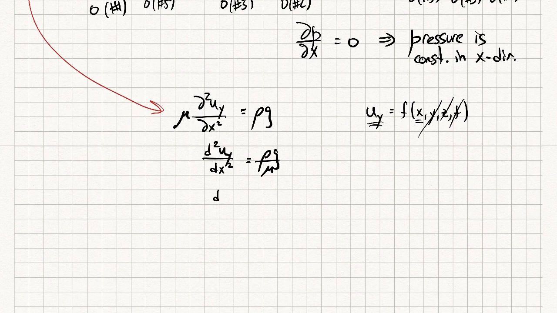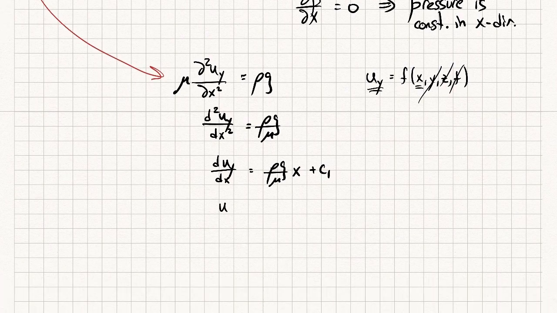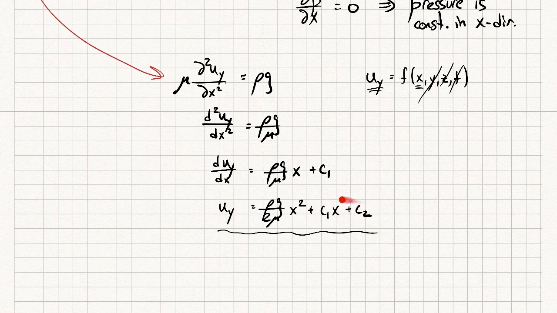And then when I integrate once, I'll get duy dx is equal to rho g over mu times x plus some constant. And then I'll integrate one more time. There we go. So that's our general velocity profile in the y direction. And you see that just generally speaking, it looks like a parabola, but we still need to find out what these constants are. So we'll go ahead and apply boundary conditions.